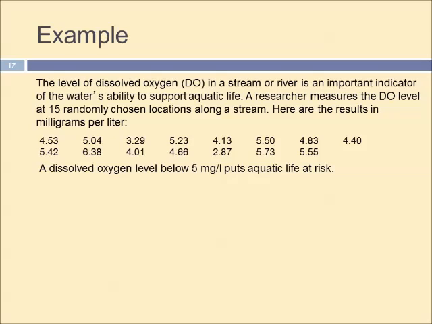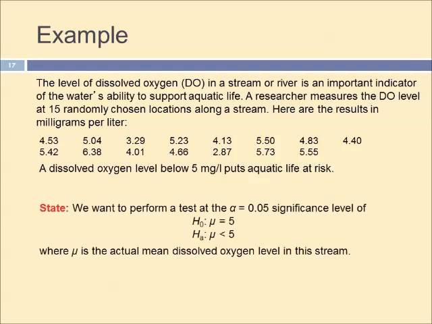So here's an example. The level of dissolved oxygen, DO, in a stream or river is an important indicator of the water's ability to support aquatic life. So a researcher measures the dissolved oxygen level at 15 randomly chosen locations along a particular stream. And these are the results. A dissolved oxygen level below 5 milligrams per liter puts aquatic life at risk. So we want to test whether the stream has dissolved oxygen levels below 5 or not.